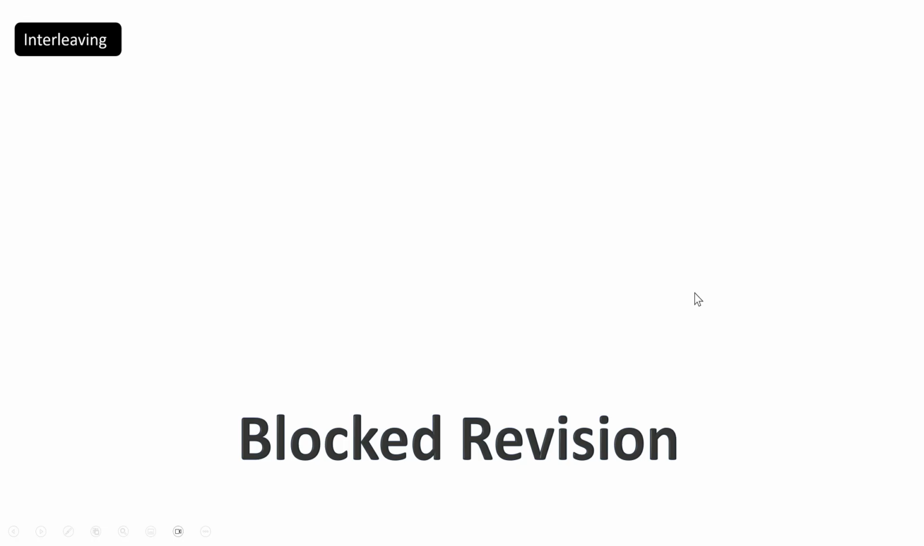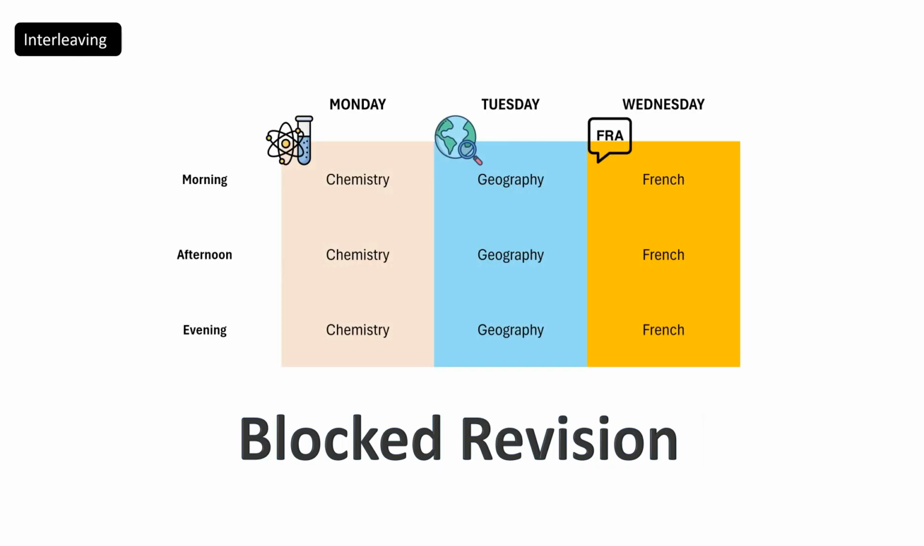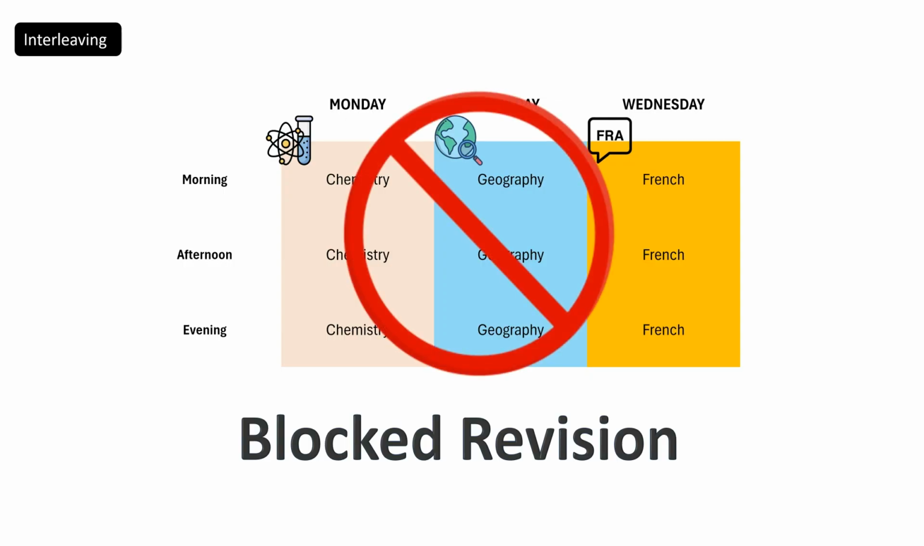Blocked practice is this idea that I would have three exams coming up. In this example, I'm going to use chemistry, geography, and French. And they've decided that they're going to revise all of chemistry on Monday, all of geography on Tuesday, and all of French on Wednesday. This is called blocked revision or massed practice, and it's something that we definitely want to avoid when we are revising for exams if we want to revise well and to have long-term retention of the knowledge we're trying to put into our brains.